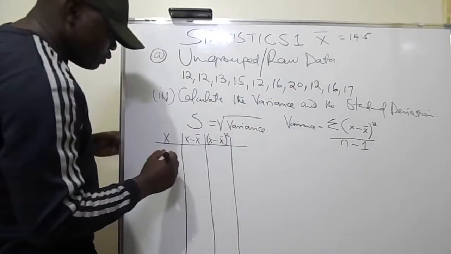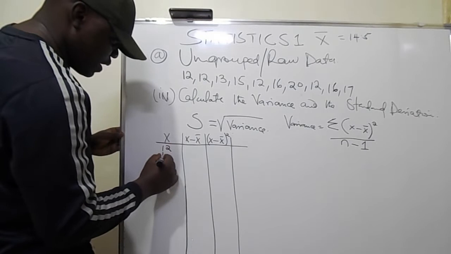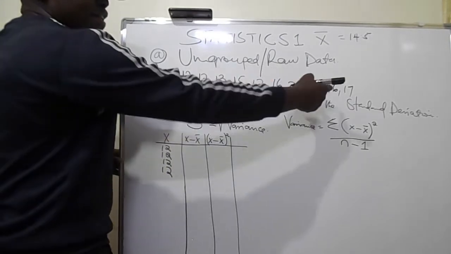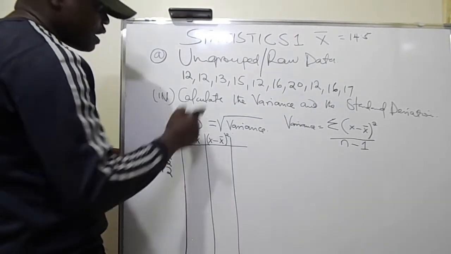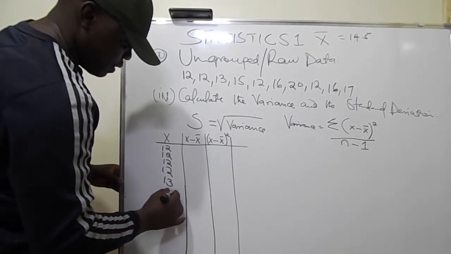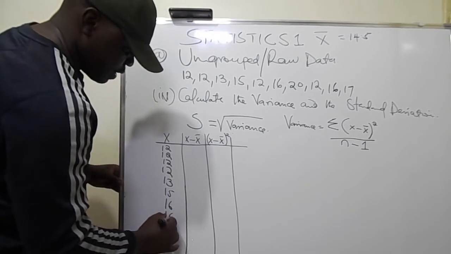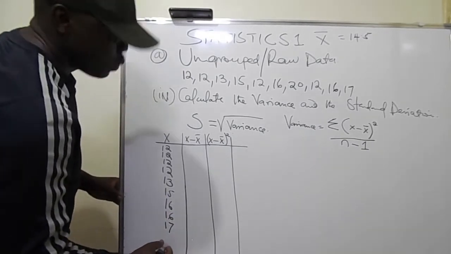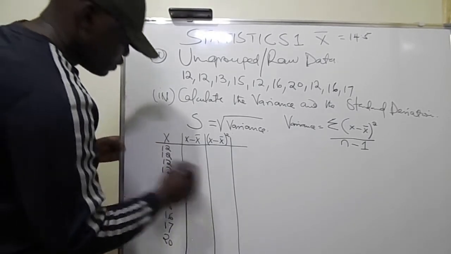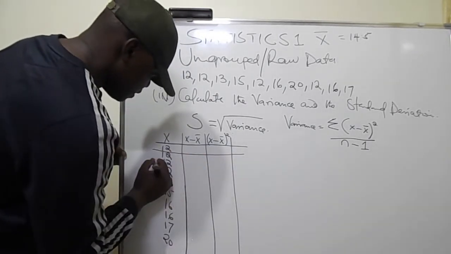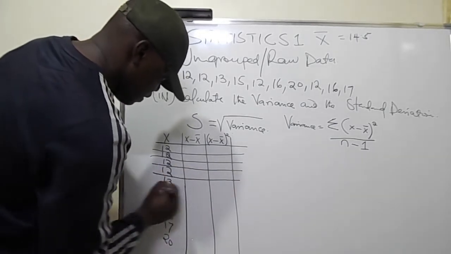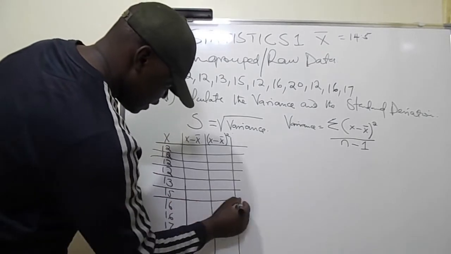Alright? So we are going to say we have 12, 12, 12, 12. This is the value of x, the numbers in the data. After 12 we have 13, then 15, then 16, then 17, and lastly we have 20. That is 10 numbers. So you are going to come up with a table very fast, a table like this.